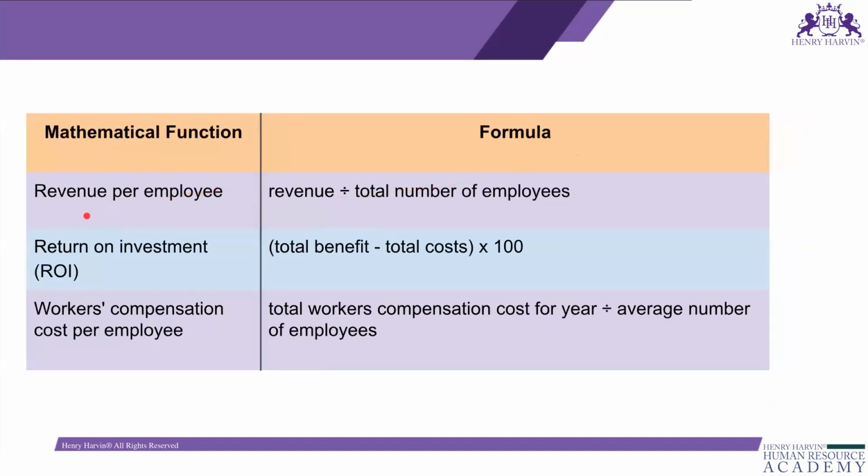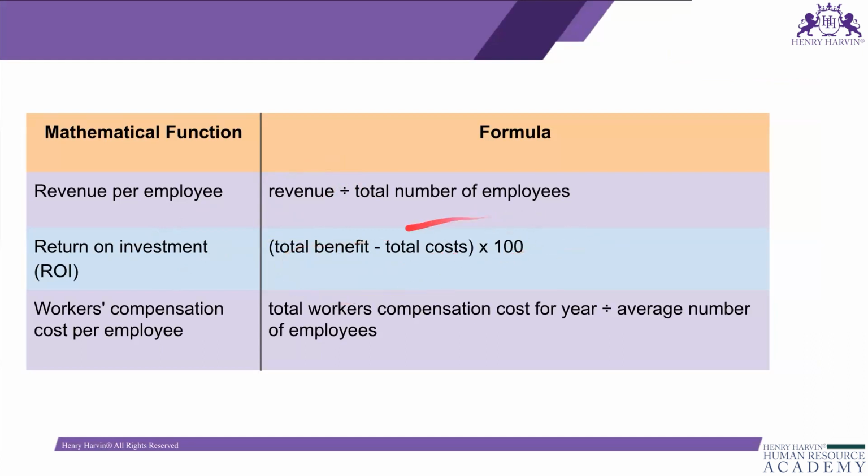Then if you want to calculate the revenue per employee, the total revenue that the company or that department is getting, if you divide that by the total number of employees, you will get the revenue per employee. Then return on investment, which we have been discussing for a lot of time. So that is total benefit minus the total cost, into 100.